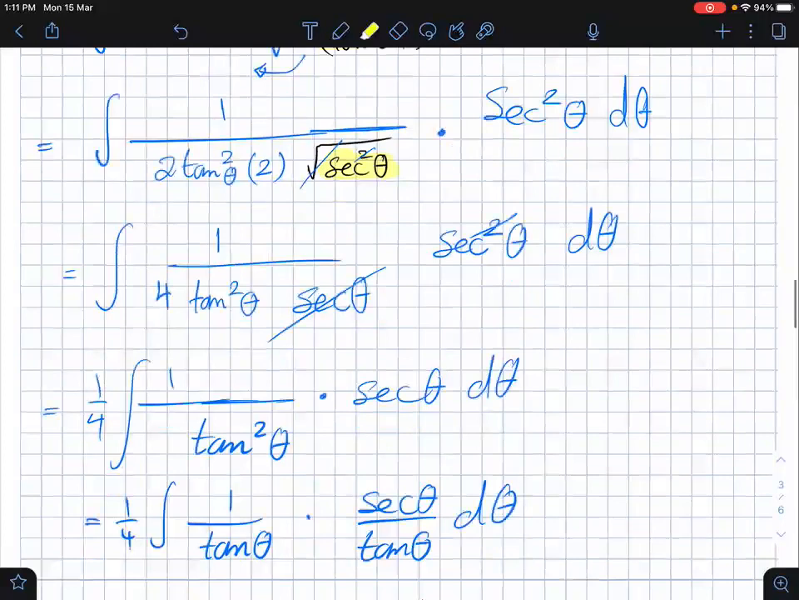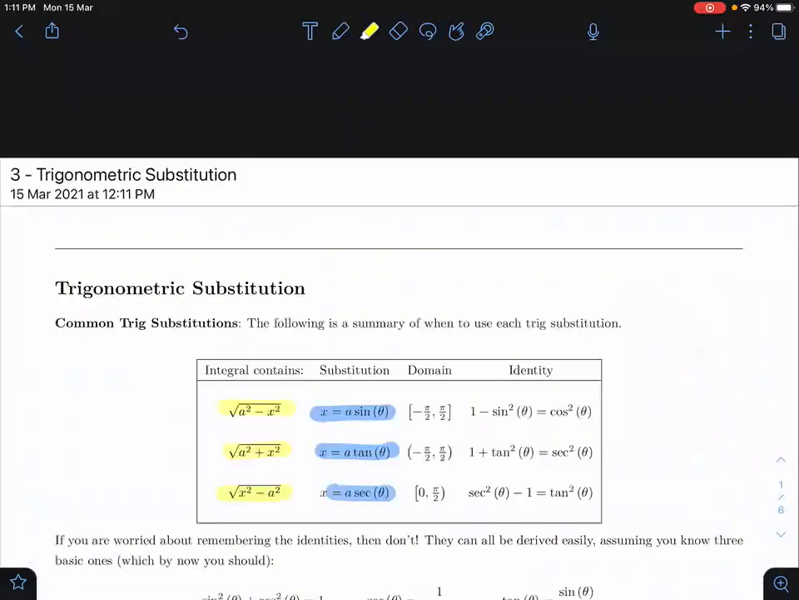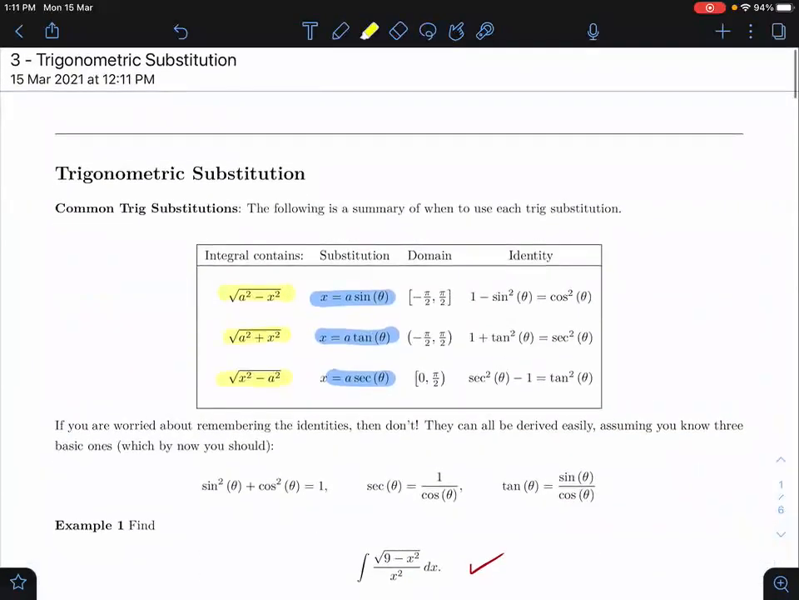So again, I would like you guys to have a quick look here in this question. See how we started and why we used exactly 2 tan. Why not sine or sec? Because in this table, this is the summary of the lesson. This is the important table in the lesson, guys.